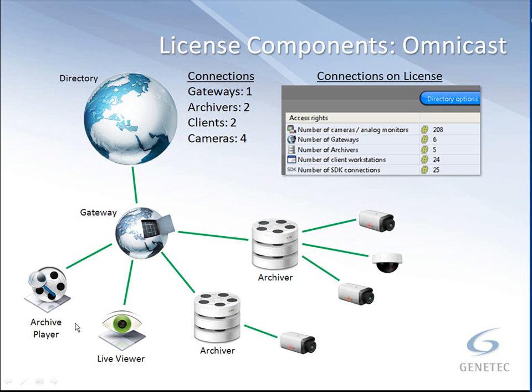Now, similar to our client connections are the SDK connections. We need to have enough SDK connections on the license to cover the number of SDK applications that are connecting to the system. The camera and analog monitor connections determine how many cameras, encoders, and decoders can be connected to the system at any given time.